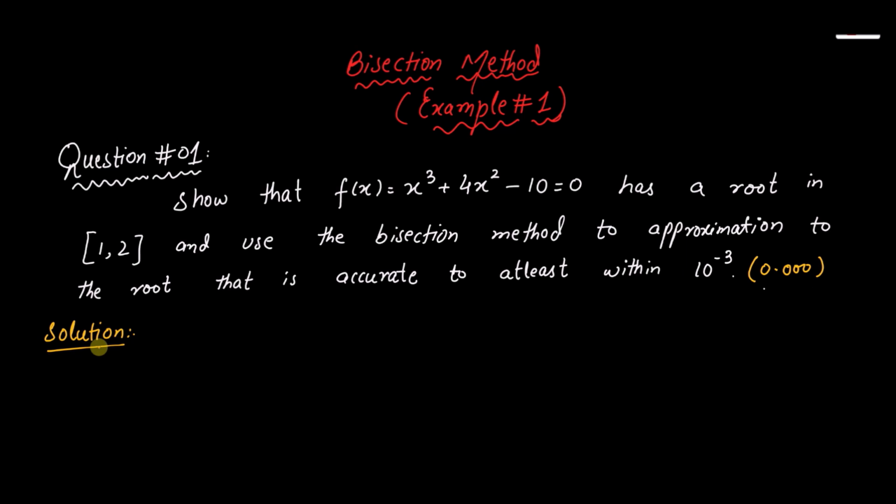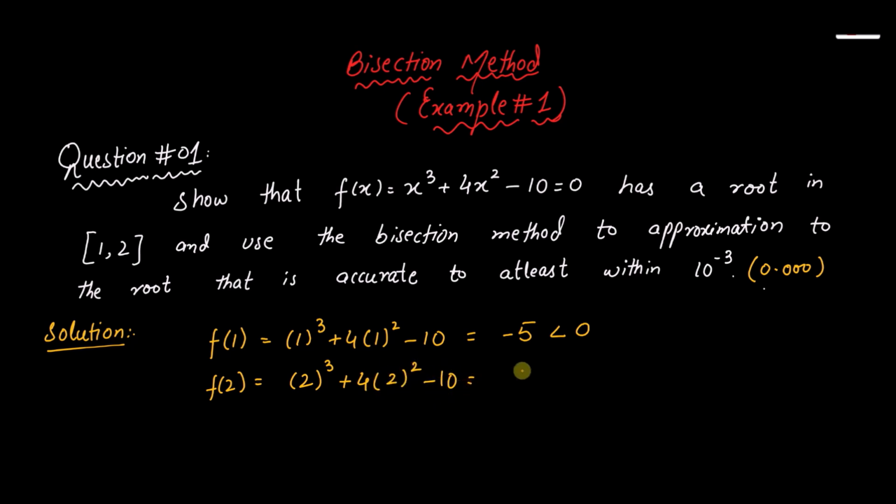Firstly, we compute the function values at the starting point and the end point of the interval, that is at 1 and at 2. When we put 1 into our function, we get 1 cubed plus 4 times 1 squared minus 10, which is negative 5, less than 0. Now we substitute 2 into the function: 2 cubed plus 4 times 2 squared minus 10, which gives 14, greater than 0. So since the product of f(1) and f(2) is less than 0, a root exists in the interval 1, 2. When we substitute 1 we get a negative value, and when we substitute 2 we get a positive value.